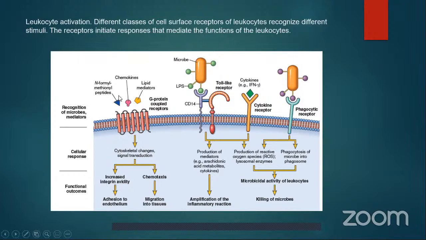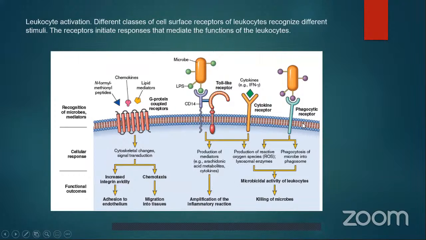That was one class of receptor. The second class of receptor is the toll-like receptor, which will bind the LPS polysaccharide residue on the microbe, after which it will result in the production of various chemical mediators of inflammation, such as arachidonic acid metabolites and cytokines. We will learn about all of these, which will result in amplification of the inflammatory reaction, so that the offending agent is removed as early as possible.